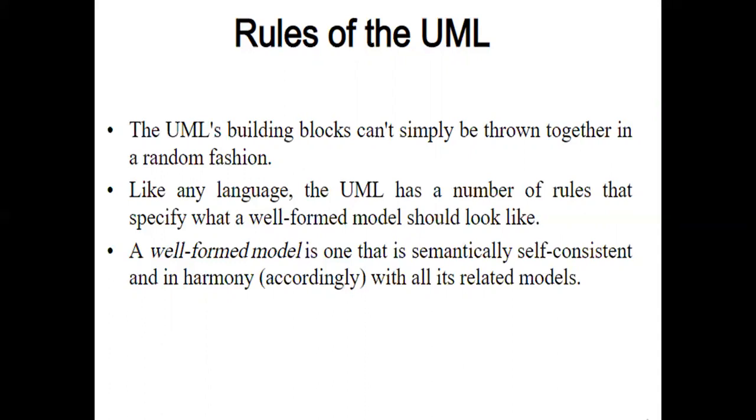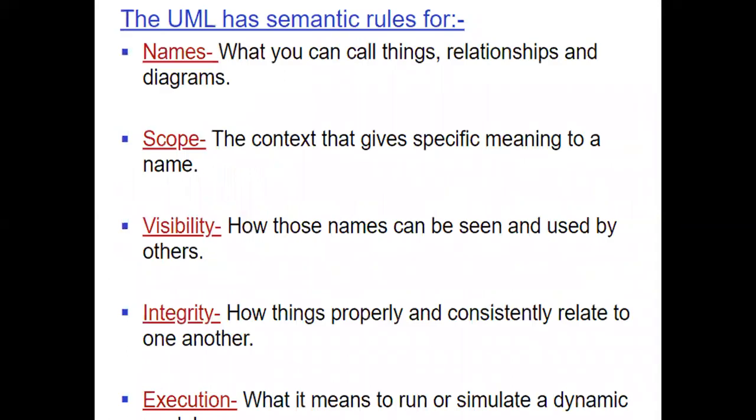The UML divides its rules into 5 categories. Each of these categories are: first one, the rules specific to names. Second one, the rules to specify the scope. Third one, the rules to specify the visibility. Fourth one, the rules specific to integrity. Fifth one, the rules to specify the execution.